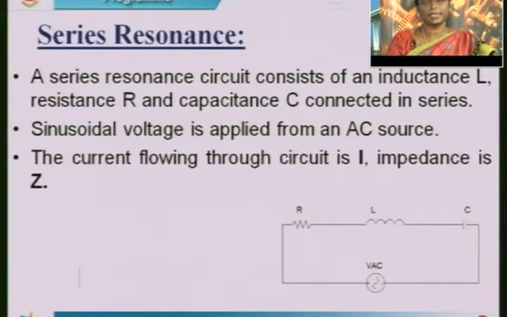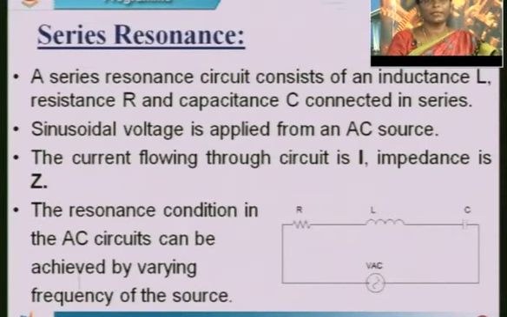Once the network is connected and the voltage source is applied, the current flows through the circuit. So, the current flowing through the circuit is I, and the impedance of the network is Z, which is a combination of resistance and the reactances of the circuit.